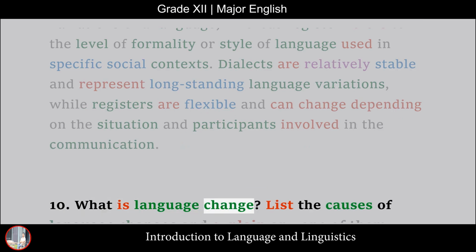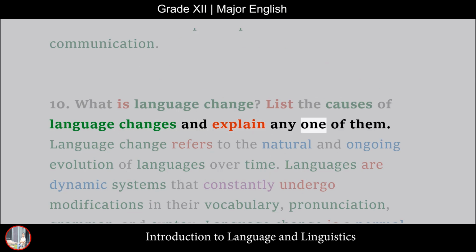10. What is language change? List the causes of language changes and explain any one of them. Language change refers to the natural and ongoing evolution of languages over time.